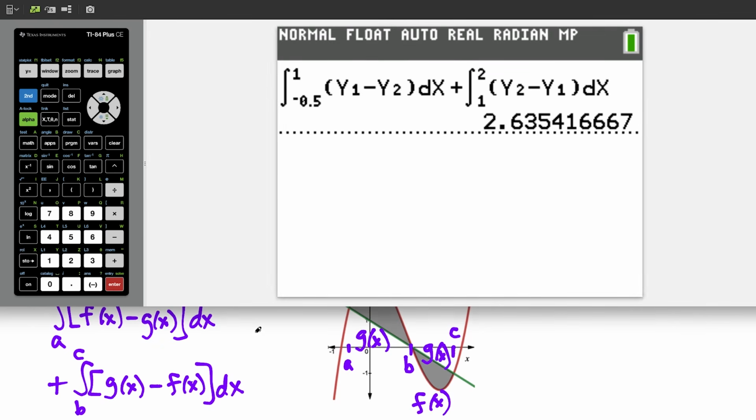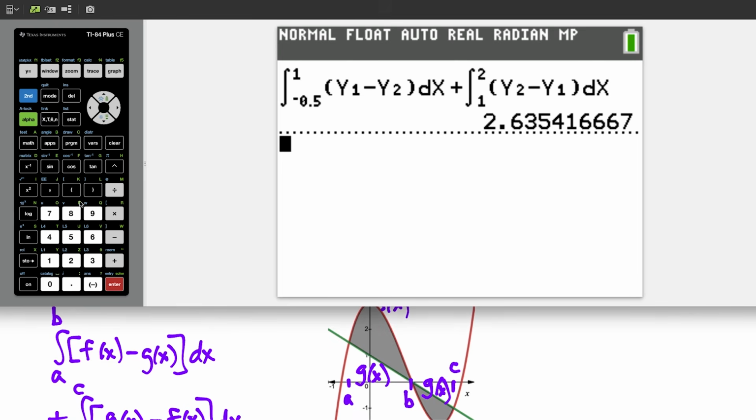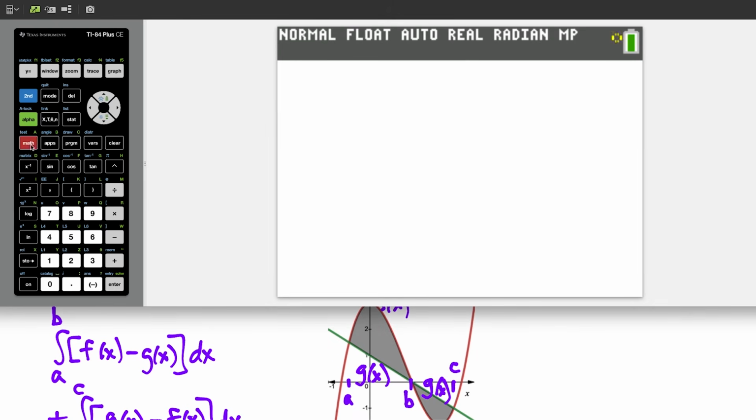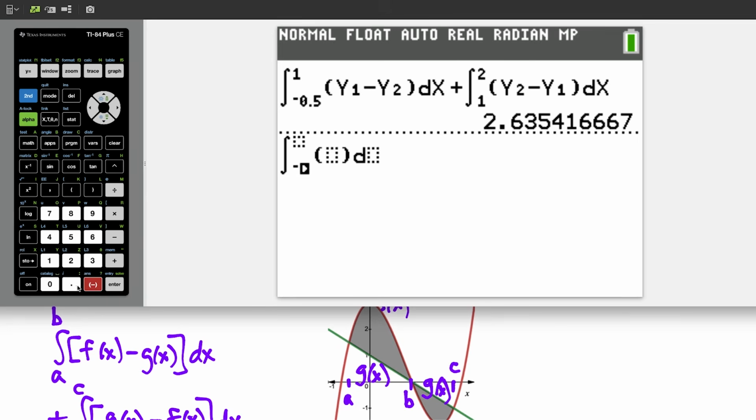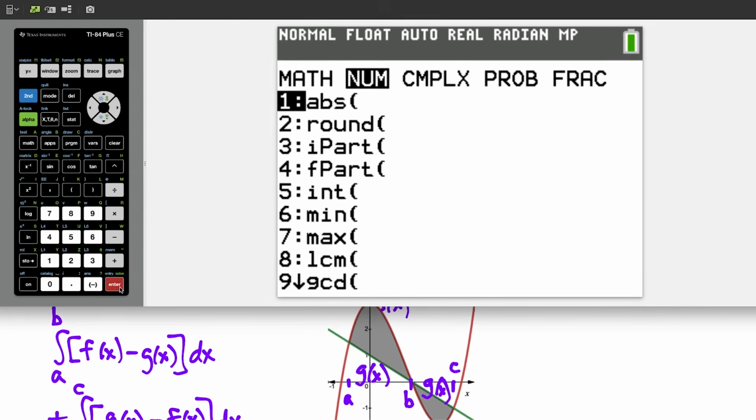Now, I just want to show one really awesome shortcut. Let's say you don't even want to think about top minus bottom because this is a calculator question. What you could do is, notice the beginning of the interval was at x equals -half, and the entire area ended at x equals 2. So let's say you want to do it all in one shot. Then the trick is you're going to use absolute value. You're going to press math, go over to number, and then go to absolute value.